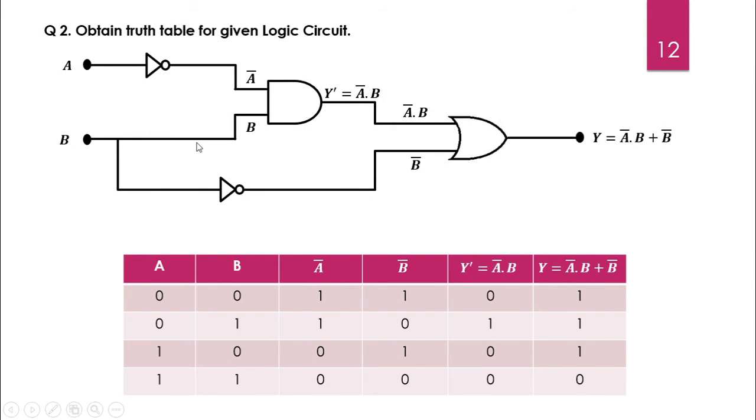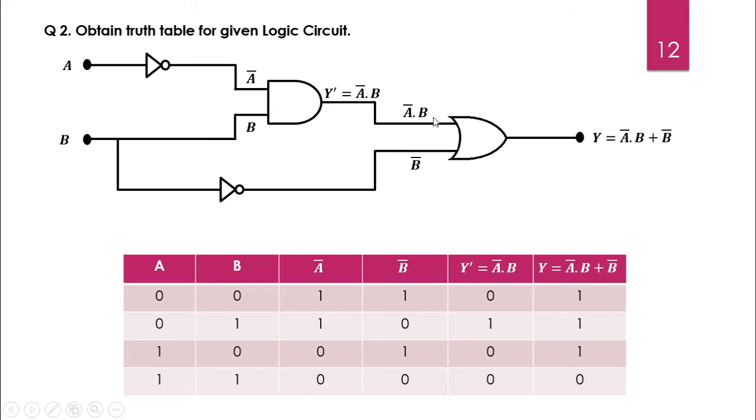Similar to the first example, the second example is to obtain the truth table for a given logic circuit. Here again two NOT gates, one AND gate and one OR gate are used. The input for the first AND gate is A complement, because A passes through a NOT gate and the output of the NOT gate is A complement, and the second input for the AND gate is B.